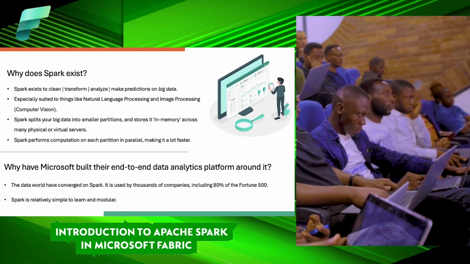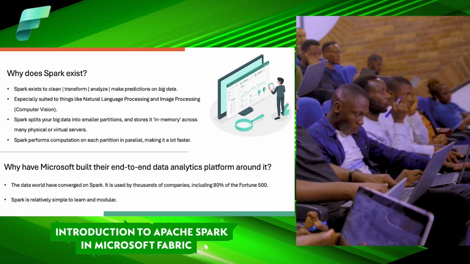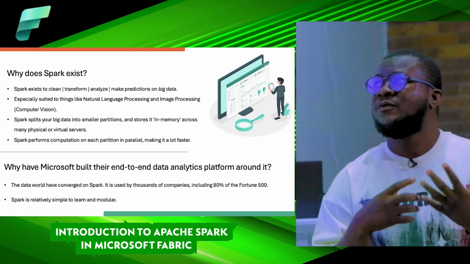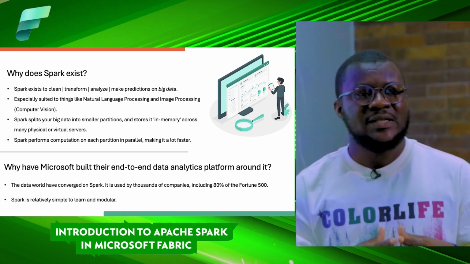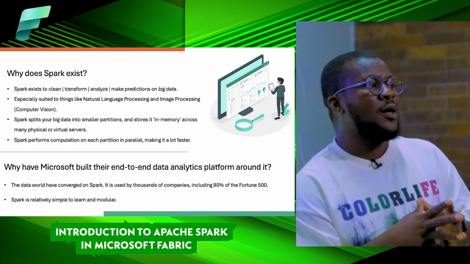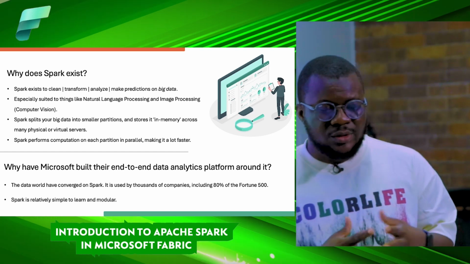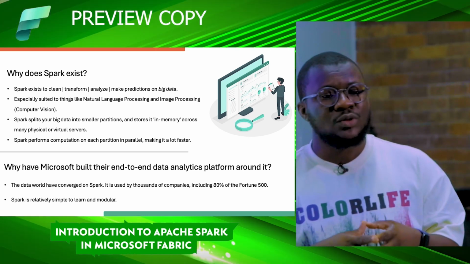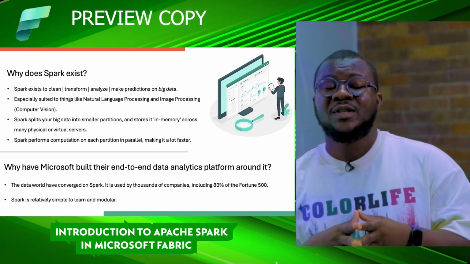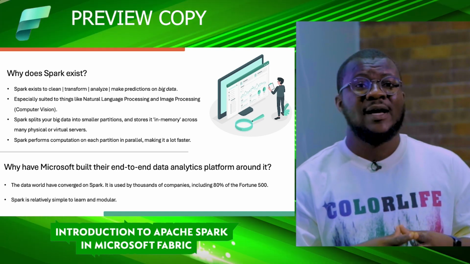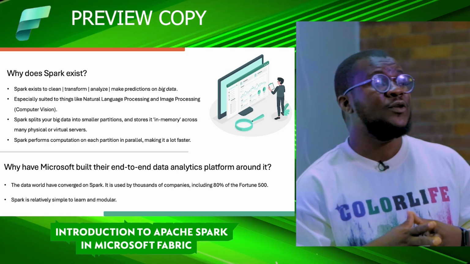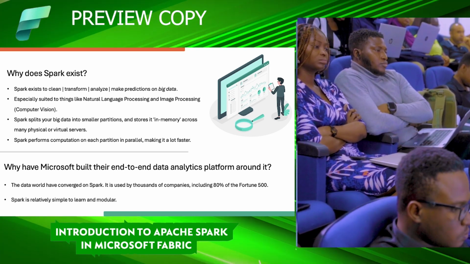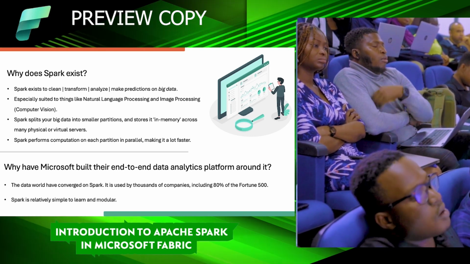So the very first thing is, why does Spark really even exist? Why do we use Spark? Spark exists, of course, to clean, transform, analyze and make predictions on big data. Emphasis on big data. All right. We can use so many other solutions out there to analyze, clean, and transform data. But the choice solution for working with big data is actually Spark, because it's lightning fast, and we'll talk about some of the features and functionalities as we move forward. Spark is especially suited for things like natural language processing and image processing, computer vision and the like.